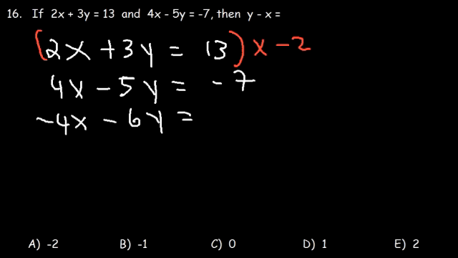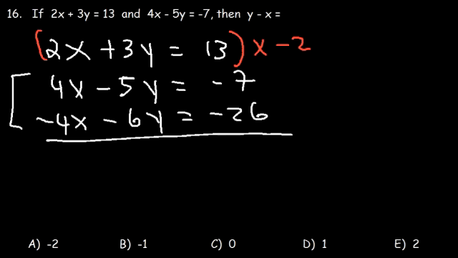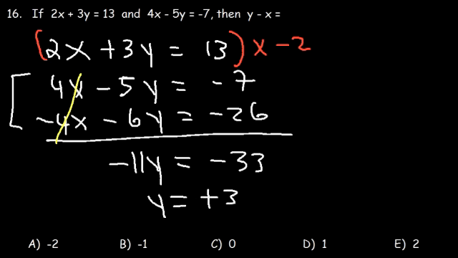13 times negative 2 is negative 26. So let's add these two equations. If we do that, 4x and negative 4x will cancel. Negative 5 and negative 6, if you add them, it's negative 11. And negative 7 plus negative 26 is negative 33. If we divide both sides by negative 11, y is equal to positive 3.